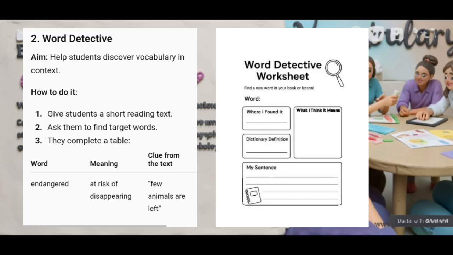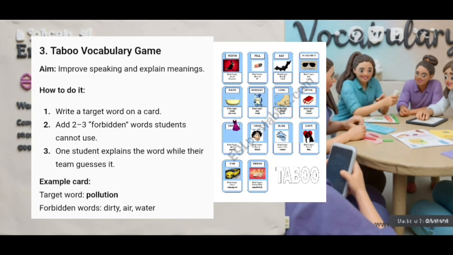We have the third activity, which is called taboo vocabulary game. It aims to improve speaking and explaining meanings. So we can do it by writing a target word on a card, adding 2 or 3 forbidden words students cannot use. Then the student explains the meaning while the team guesses it. Example card, target word, pollution. Forbidden words, dirty, air, water. Student may say it's a serious environmental problem caused by factories and cars.